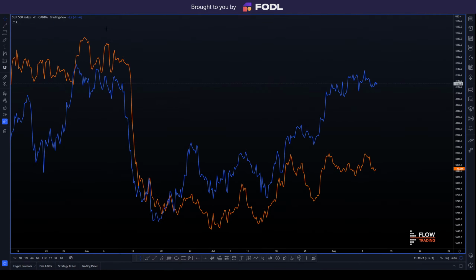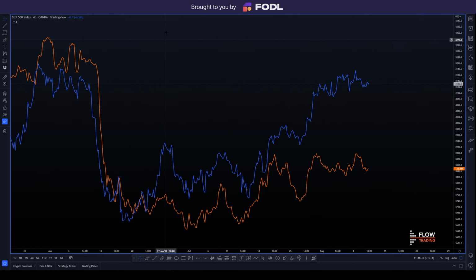Right, so we start with the S&P. Now, this is the correlation chart, of course. It's the 4-hour chart for the S&P 500 index, and in orange we've got the Coinbase BTC USD chart, okay? So basically, the blue line is the S&P, the orange line is Bitcoin.